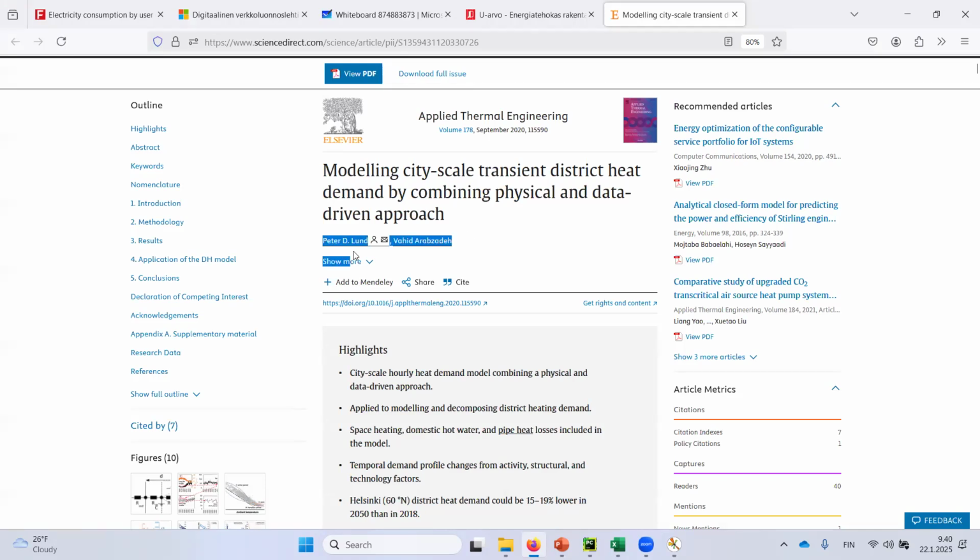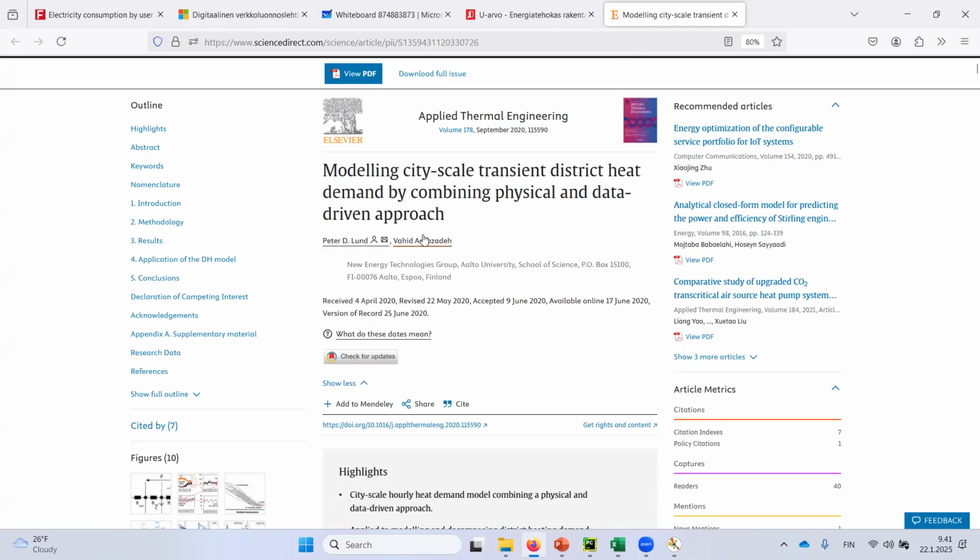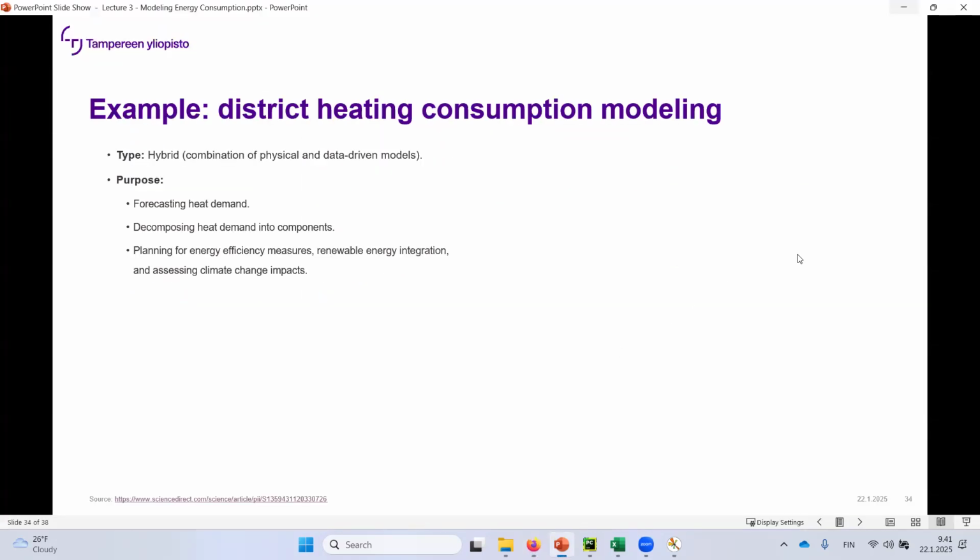So most of you might be familiar with Peter Lund, a professor from Aalto University. So what they did in their approach was pretty much the same that I did in here. They went a bit further. So they took into account the inertia in this entire district heating system. So again, we're using a combination of physical and data-driven model. We're not using a similar probability model. Rather, we're making this kind of a time series analysis.